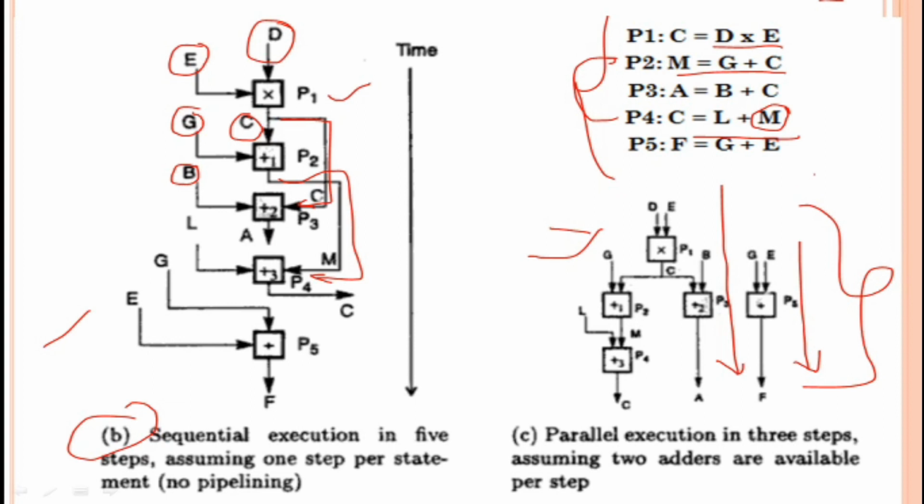So here you can see P1. By supplying the values of D and E, I'll get C, right? And this C is what P3 and P2 are dependent on. Okay, and P4 is dependent on P2 here, right? So P2, P3, P4 are dependent on one another, and these four processes are executed in one step, and the other process, that is P5, which is independent of the remaining processes, will be executed separately here. Okay.